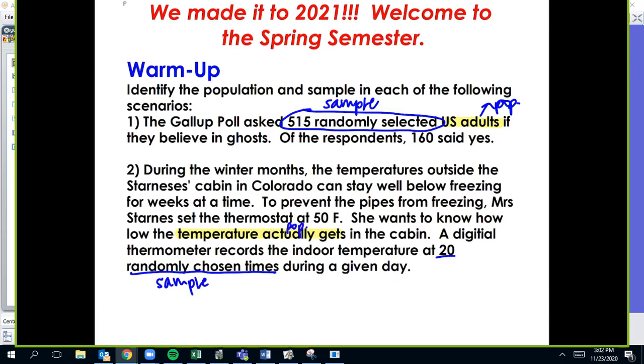So hopefully you can see that the population is the large group that we're trying to learn about, and the sample is who we actually have information on, and what data we collected from that group.